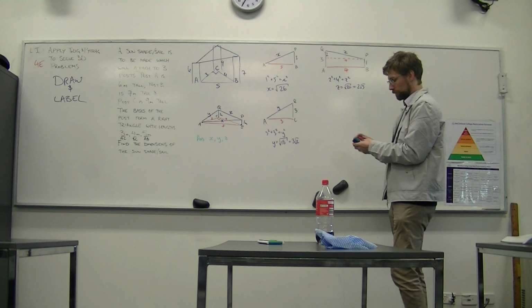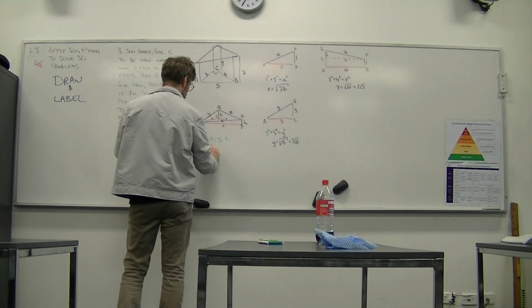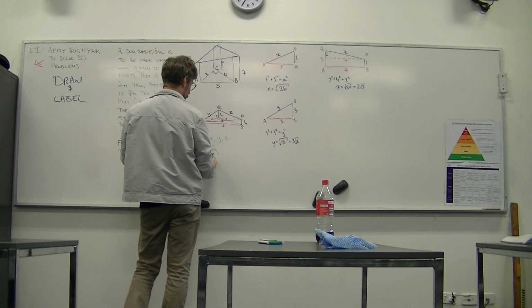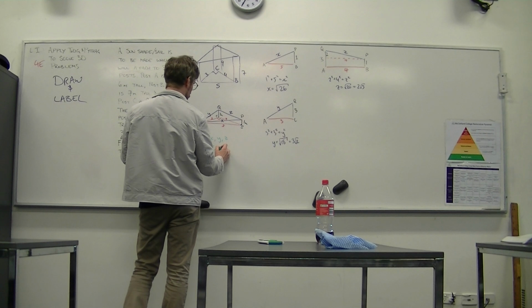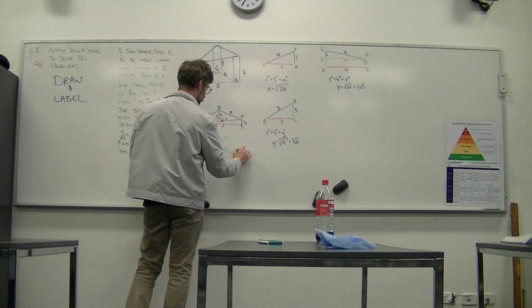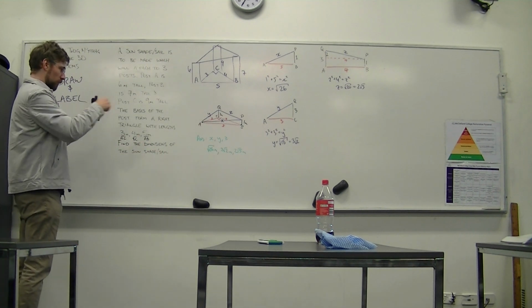Fantastic. So we can answer our actual question. Cool. X is root 26 meters. Y is 3 root 2 meters. And Z is 2 root 5 meters. Fantastic. Okay, well that's the side length dimensions.